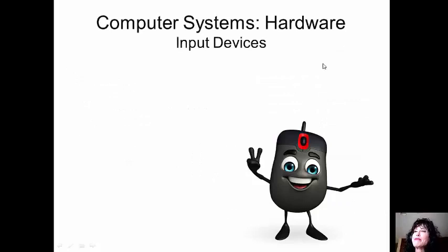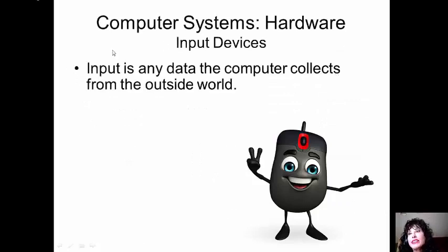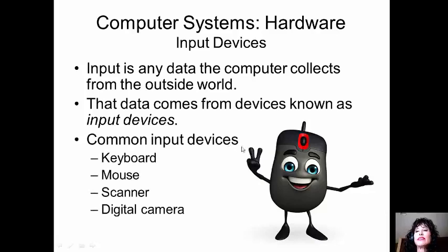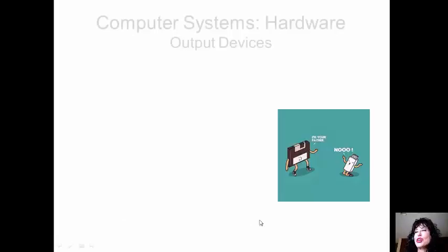Okay, another big piece of hardware are input devices. Input is any data that the computer can collect from the outside world, and that data is going to come in through input devices, such as the keyboard, mouse, what we're going to call a scanner, you'll see. Not the kind of scanner that you think of, but it could be the old-fashioned scanners. And digital cameras, very common.